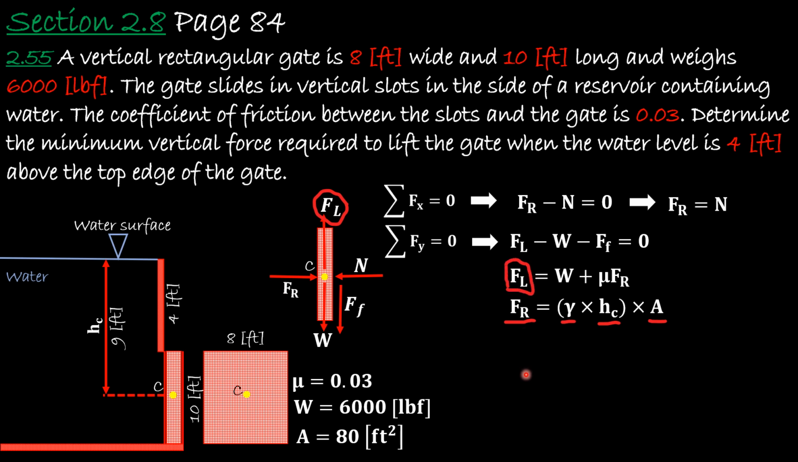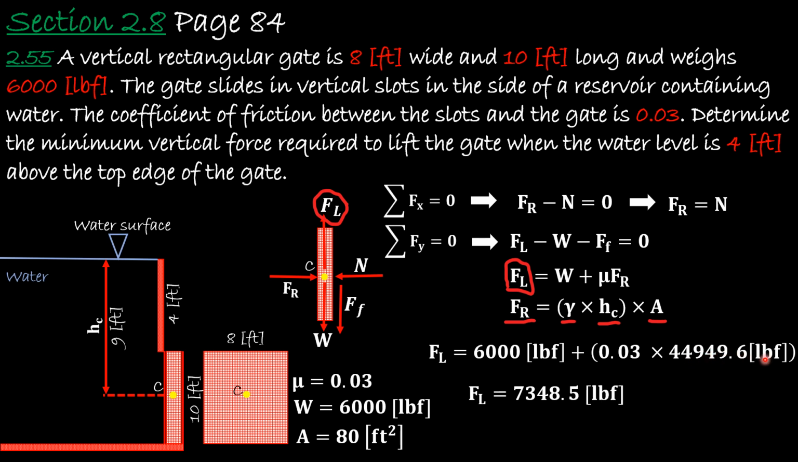So now that we found the hydrostatic force, we will go back to the lift force to find what it is. The weight is 6,000 pound force, and mu is given to us as 0.03, and the hydrostatic force acting on a plane surface, we found it to be 44,949.6 pound force. So that will give us that the lift force is 7,348.5 pound force. So this is the required force to lift the gate.